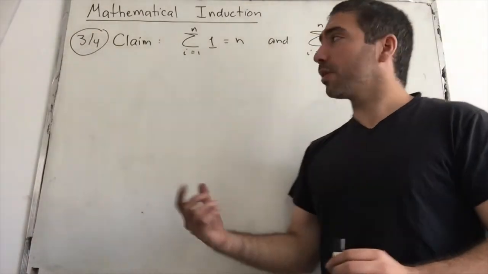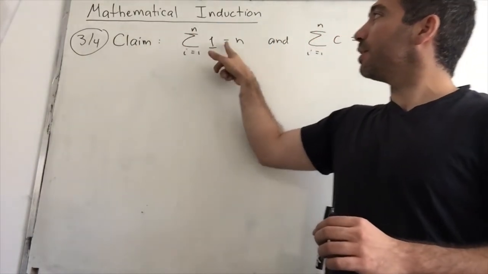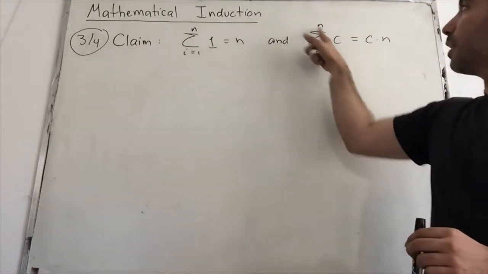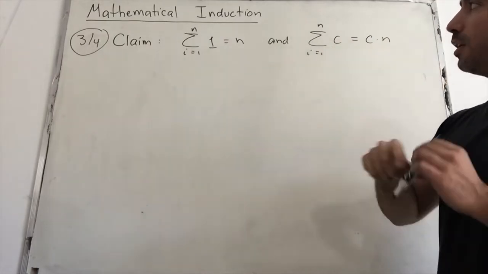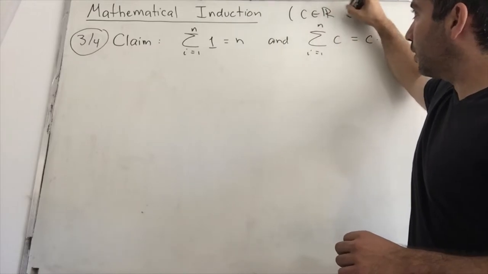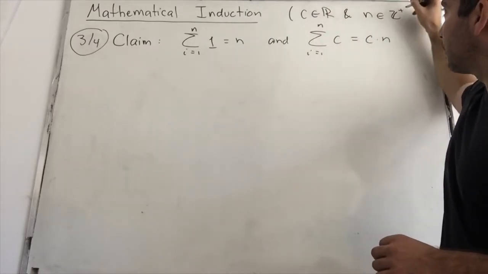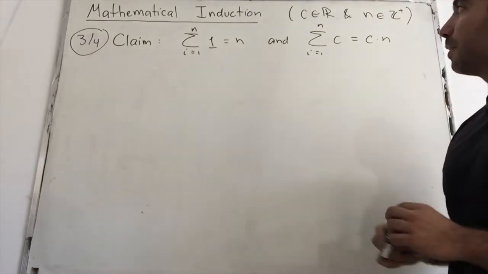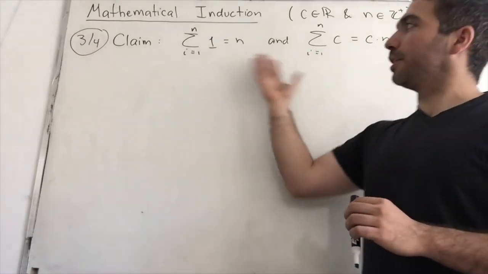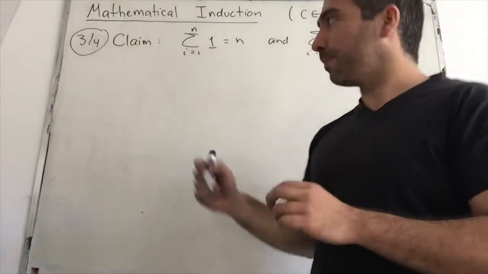Okay, so here we're going to prove claims 3 and 4 at the same time. So the claim is the sum from 1 to n of 1 is equal to n, and the sum from 1 to n of c is equal to c times n, where c is a real number and n is a positive integer. Okay, we'll just keep that in mind. So these are essentially the same claim. You could just prove this one here and then you have this one. So let's just do both of them.